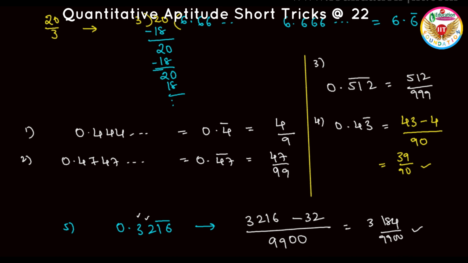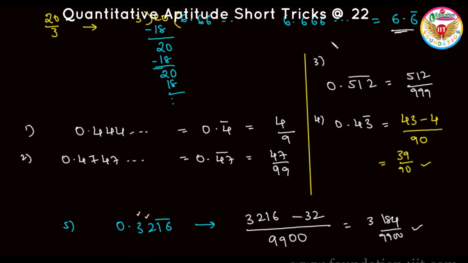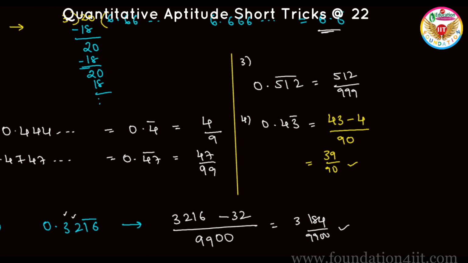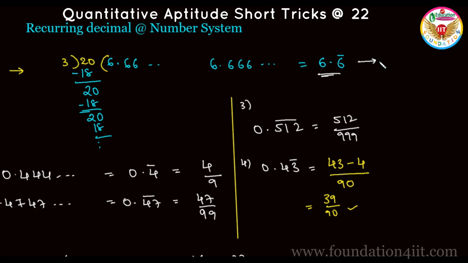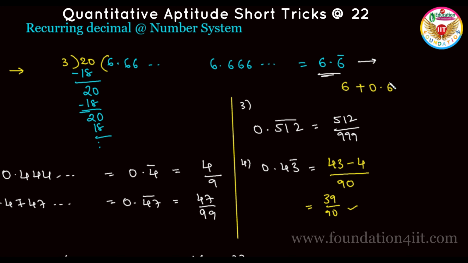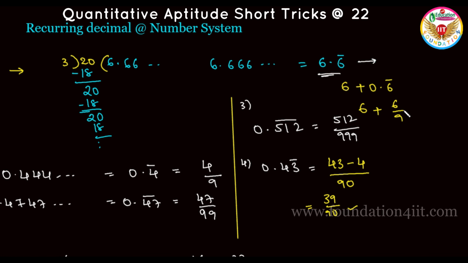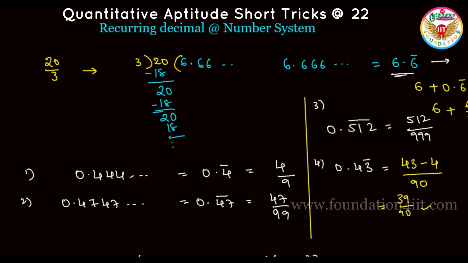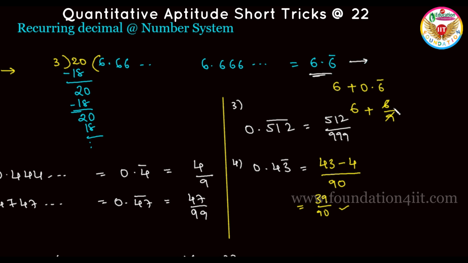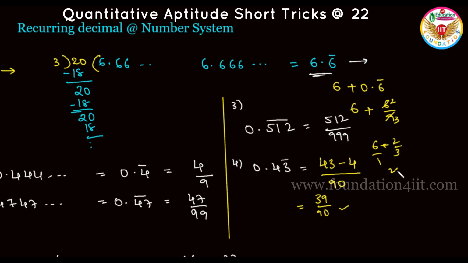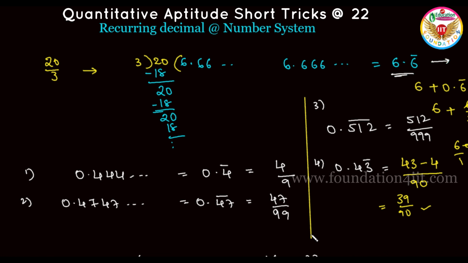Now same way, the previous one. 6.6 bar. So we got 20 by 3, right? That means according to this we should take this as just 6 plus 0.6 bar. 6.6 bar means 6 plus something. So 6 plus 0.6 bar, so 6 plus 6 by 9. One digit is repeating. So 6 plus 6 by 9 is obviously this 20 by 3. You can do the division. 2 times 3, 6 plus 2 by 3 is 20 by 3. Right. So this is the way we can do.